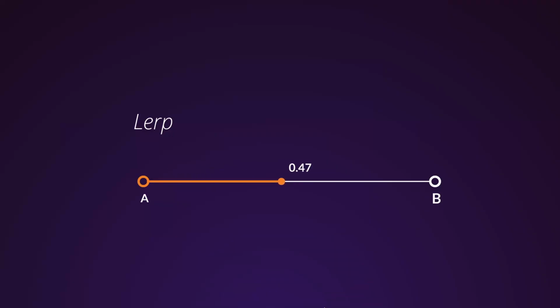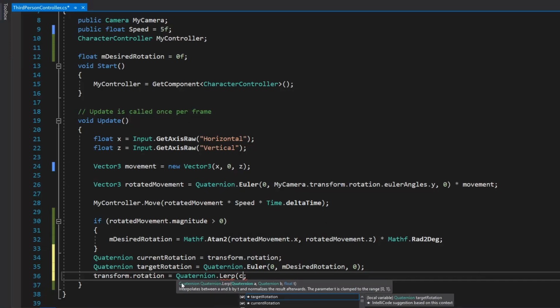Lerp stands for linear interpolation, and you can do this for a lot of things. You can interpolate between floats, you can interpolate between vectors, quaternions, colors, so on and so forth. And we're going to pass here our current rotation, and we're going to interpolate into our target rotation, and then we need to tell it how much do we advance there.